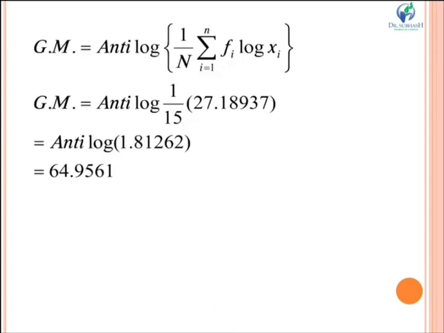Now I will put these values in the formula. So the formula is geometric mean equals antilog of 1 upon n, that is 1 upon summation of fi, into summation of fi log xi. So antilog of 1 upon 15 into the total value. Now again I will take the antilog of this. So antilog of 1.8162 will be 10 raised to the power 1.8162. So on calculating this, you get your answer as 64.9561, which is the required value of geometric mean.